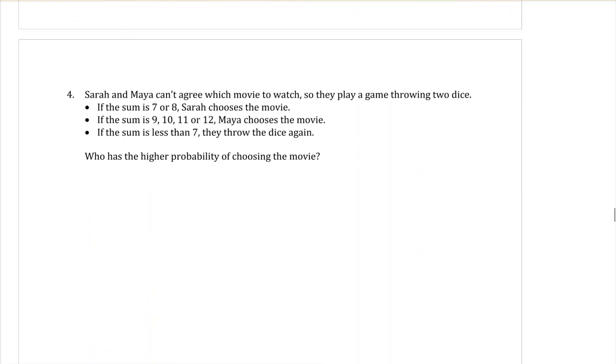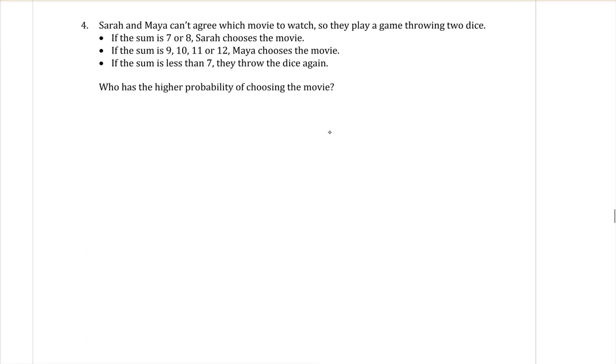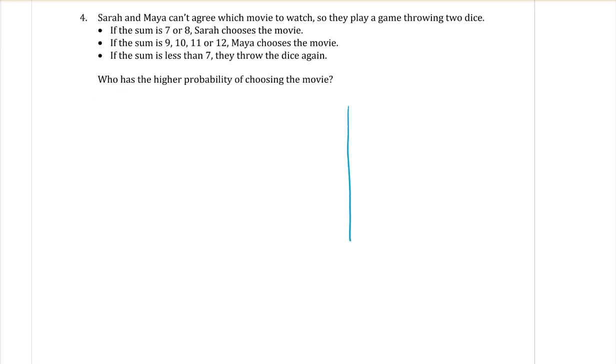Okay, question 4. Sarah and Maya can't agree which movie to watch, so they play a game throwing 2 dice. If the sum is a 7 or an 8, Sarah chooses the movie. If the sum is a 9, 10, 11, or 12, Maya chooses the movie. If the sum is less than 7, they throw the dice again. So here we want to draw up another table showing our possible outcomes. So our first dice, our second, and the numbers 1, 2, 3, 4, 5, and 6.